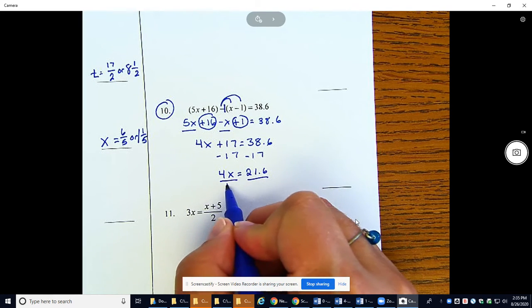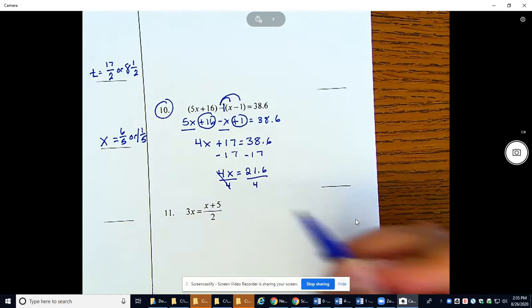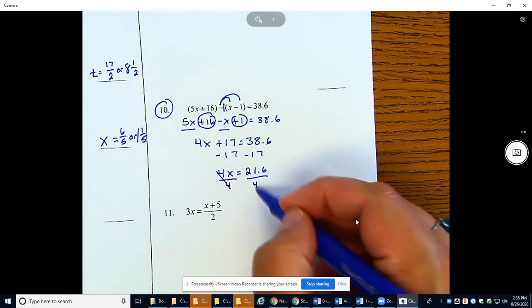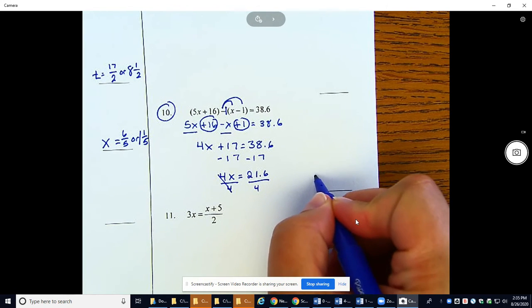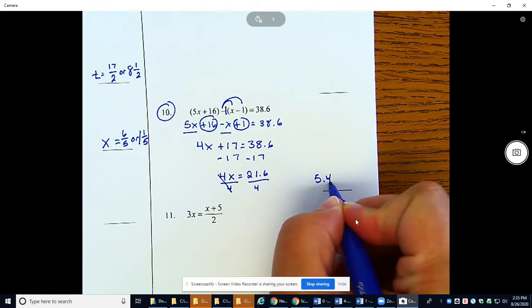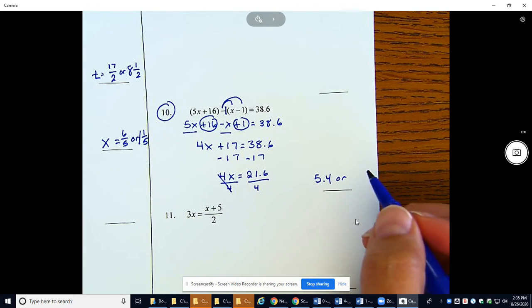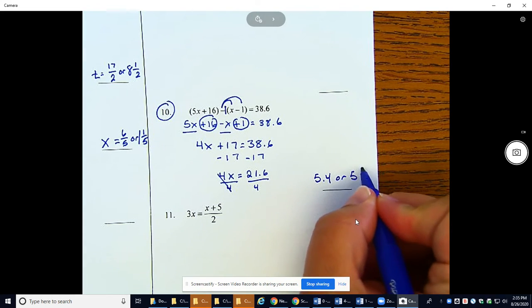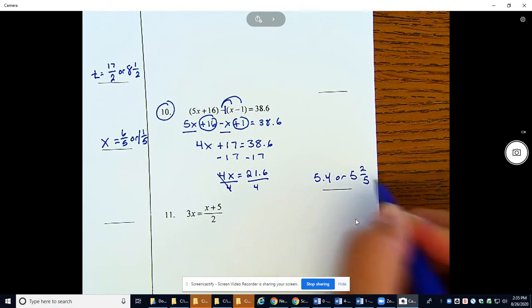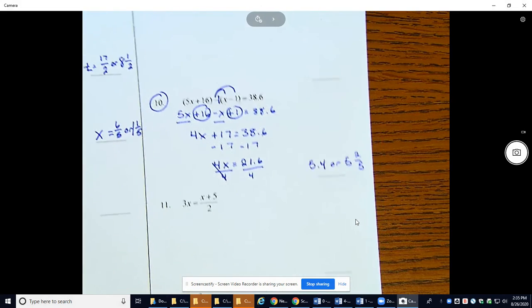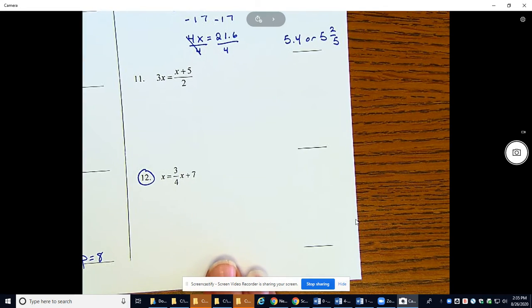Divide both sides by 4 in order to get x alone. Now, this divides kind of nicely into a decimal. It divides into 5.4, or you could write it as a mixed number, which is 5 2/5. Okay. Next, we're looking at question number 12.